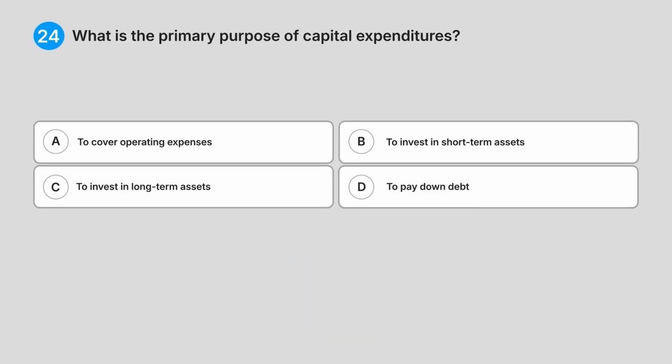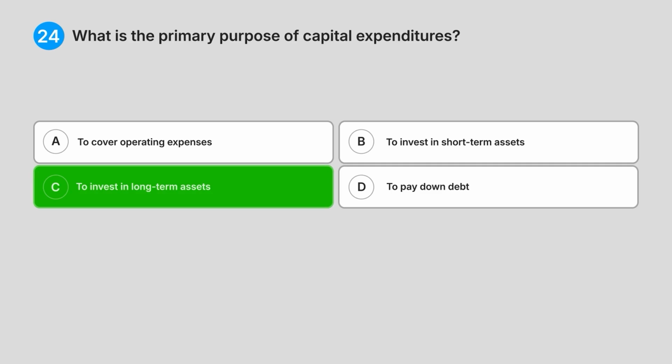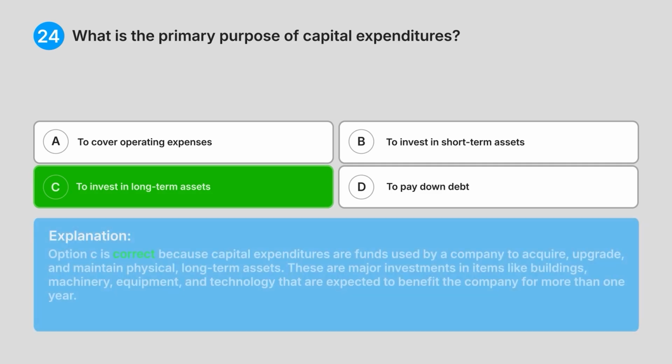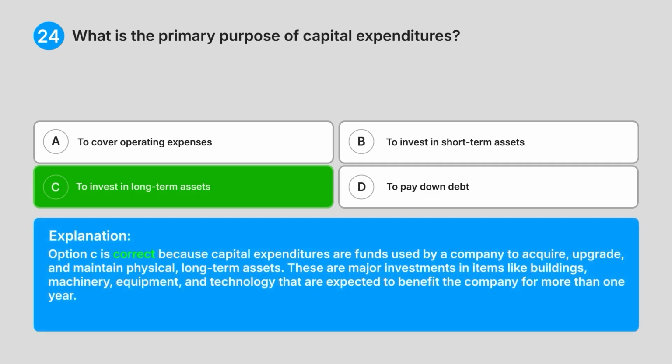Correct answer, C. To invest in long-term assets. Explanation. Option C is correct because capital expenditures are funds used by a company to acquire, upgrade, and maintain physical, long-term assets. These are major investments in items like buildings, machinery, equipment, and technology that are expected to benefit the company for more than 1 year.